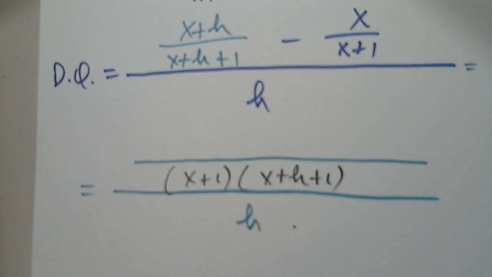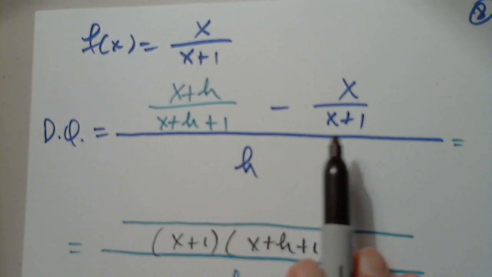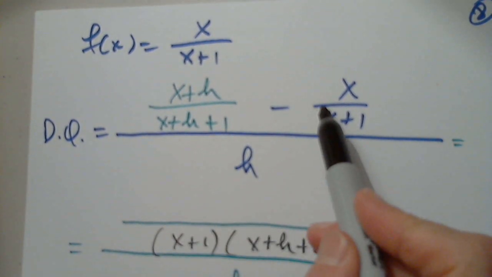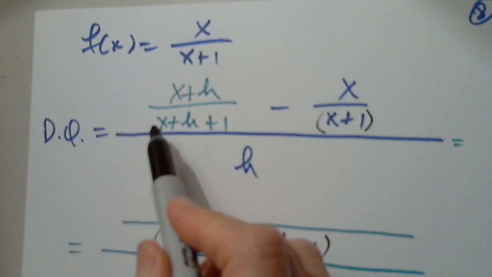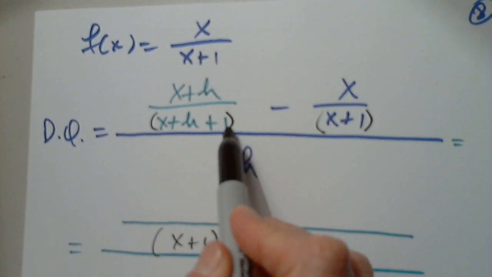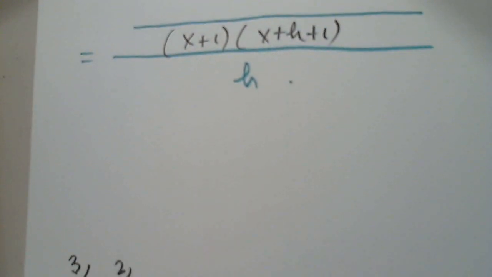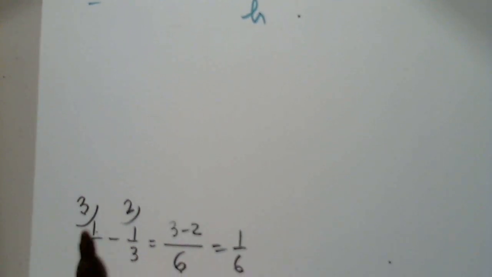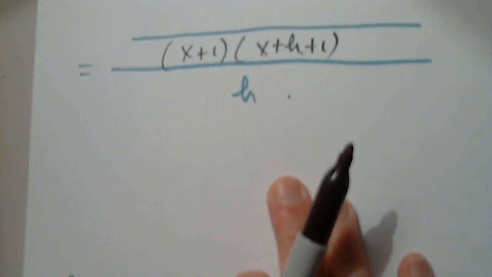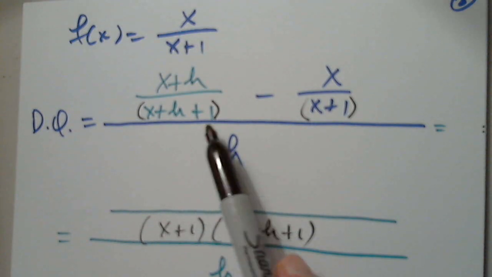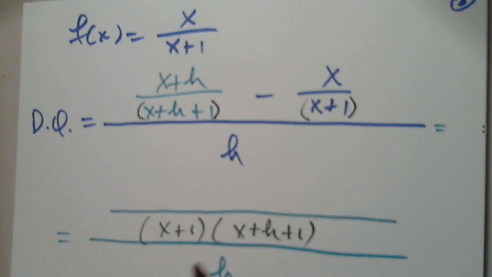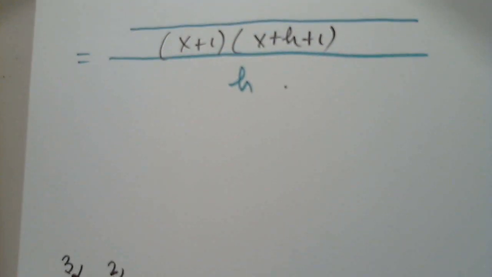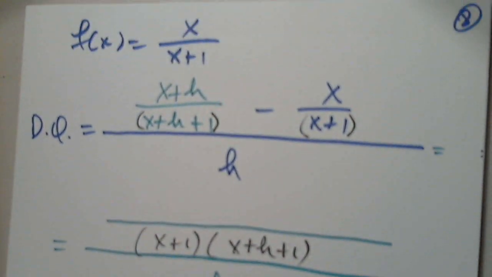That's why these two have nothing in common. X plus 1 is a factor by itself. X plus h plus 1 is a factor by itself, like in my tiny little example here with 1/2 and 1/3. The least common denominator must be the product of the two. Exactly how I use the tiny little reminder, I will do the same thing here.